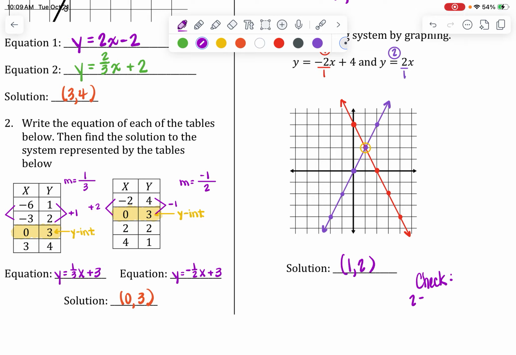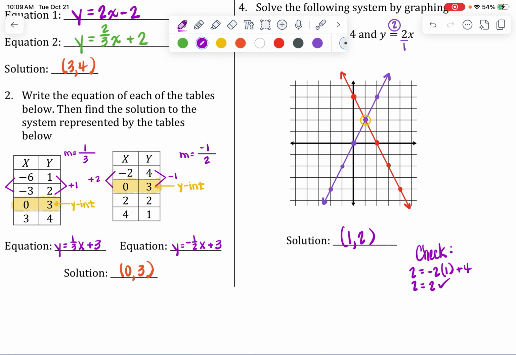So if I do 2 equals negative 2 times 1, plus 4, right? If I do that math, I get 2 equals 2. Yay. And then I plug it into the other equation and see if it works. 2 equals 2 times 1. Well, notice that also gives me 2 equals 2. Yay. All right, so I do a little happy dance, and I'm like, yeah, 1, 2 is the only point that works for both of those equations at the same time. Okay, that took me less than 10 seconds.